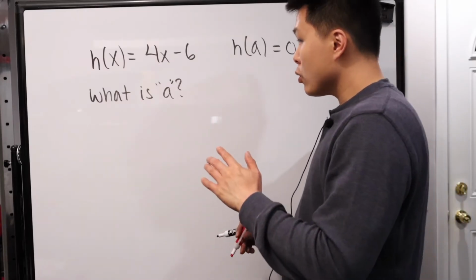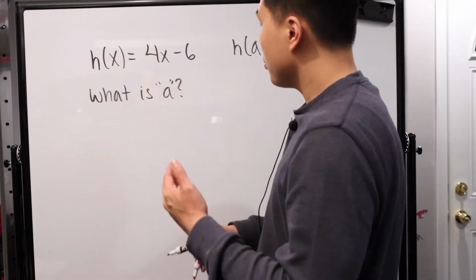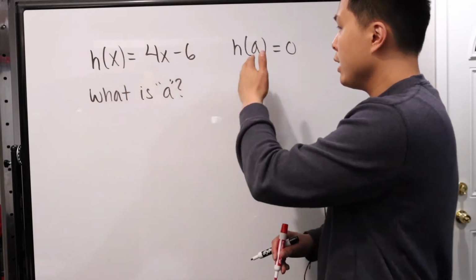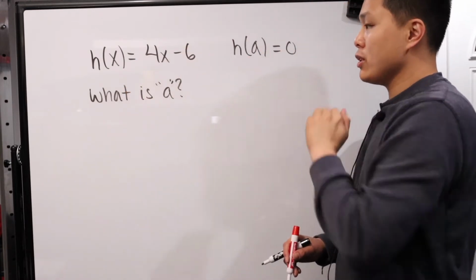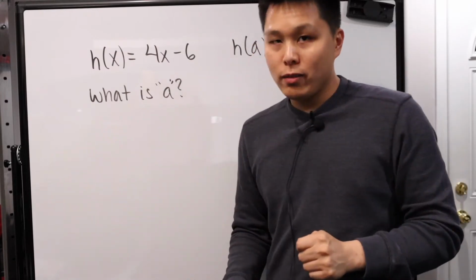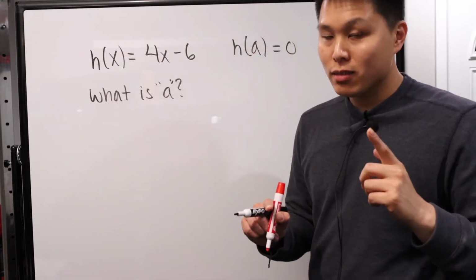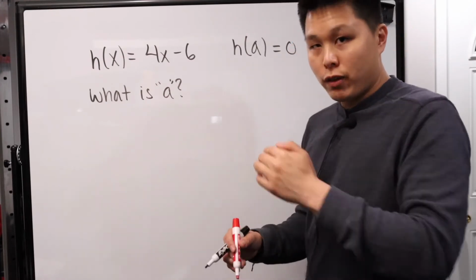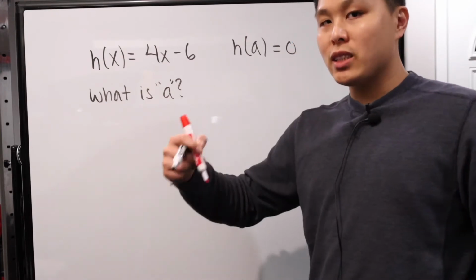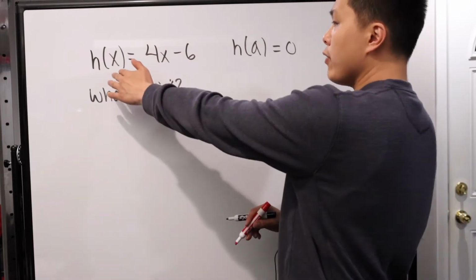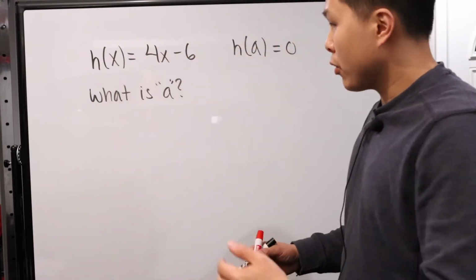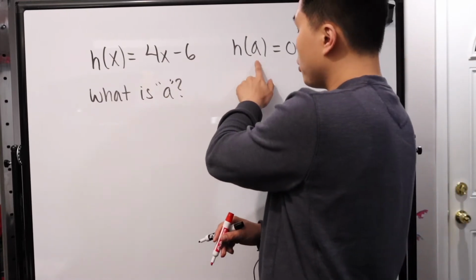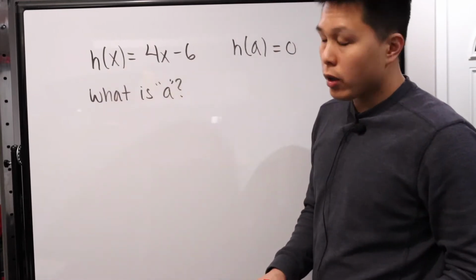Alright, so this next one right here is a pretty simple one, a pretty fun one. We have h of x equals 4x minus 6. Now we have h of a equals 0. What is a? You guys got it? Cool. So, this is playing on the definition of functions again, but it's taking it one step further. So here we have h of x equals 4x minus 6, okay? Here we have a, right? So what we're going to do is put a in place of where x is.